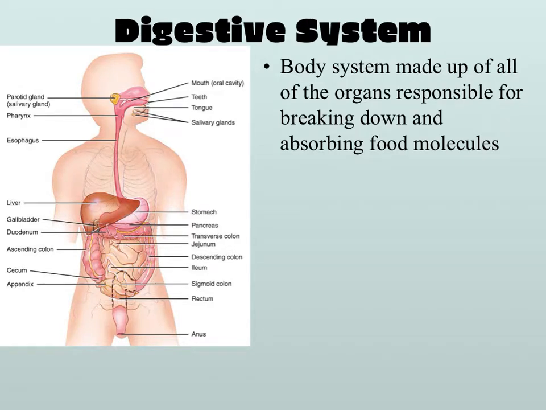We are going to be looking at the digestive system in this unit. The digestive system is our body system that includes all of the organs of the body that help us break down food and absorb those food molecules into our bloodstream so they can be delivered throughout our body.